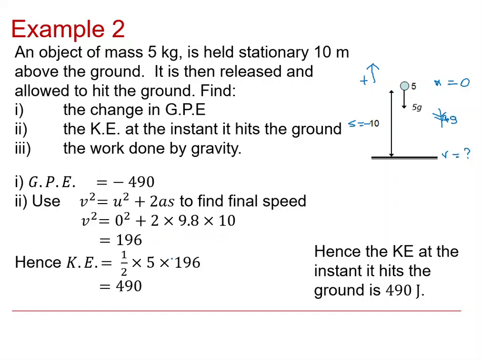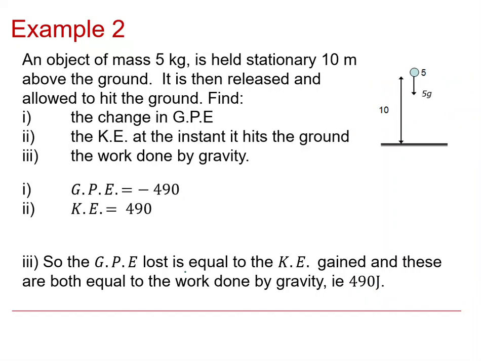That's the velocity squared. So the kinetic energy will be half times the mass, 5, times the velocity squared, 196, and that gives us 490. Now that means that the kinetic energy at the instant it hits the ground is 490 joules, and since that was the answer for the loss of gravitational potential energy, we see a connection there, the two are the same. What's happened is that the potential energy, which is 490 if you take 0 for the ground, is released and becomes the 490 joules of kinetic energy as it hits the ground.